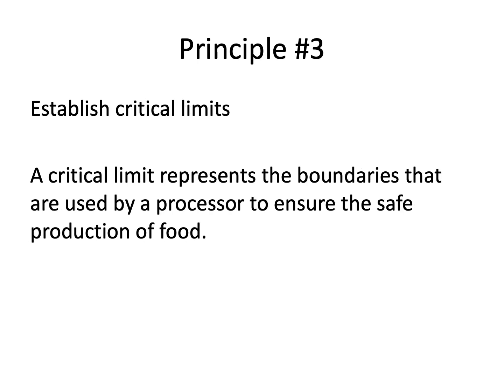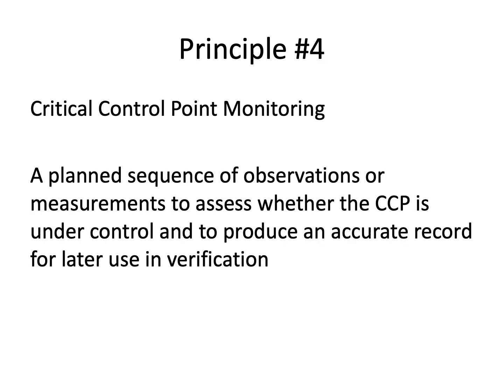Principle number 3, establish critical limits. A critical limit represents the boundaries that are used by a processor to ensure the safe production of food. Are you in control or are you out of control? Principle number 4, critical control point monitoring. A planned sequence of observations or measurements to assess whether a CCP is under control and to produce an accurate record for later use and verification.